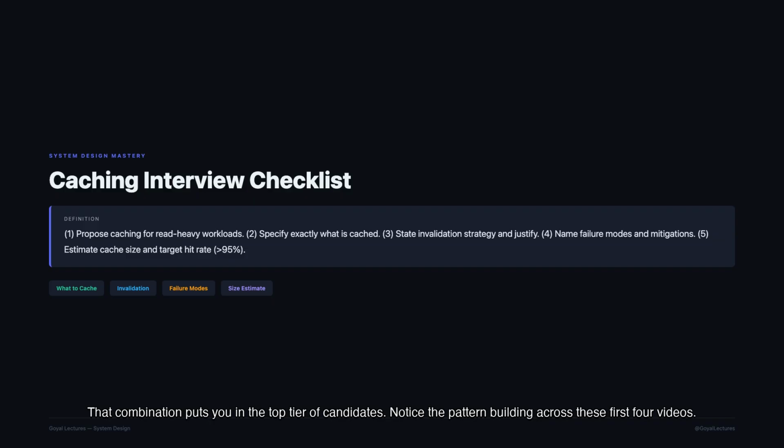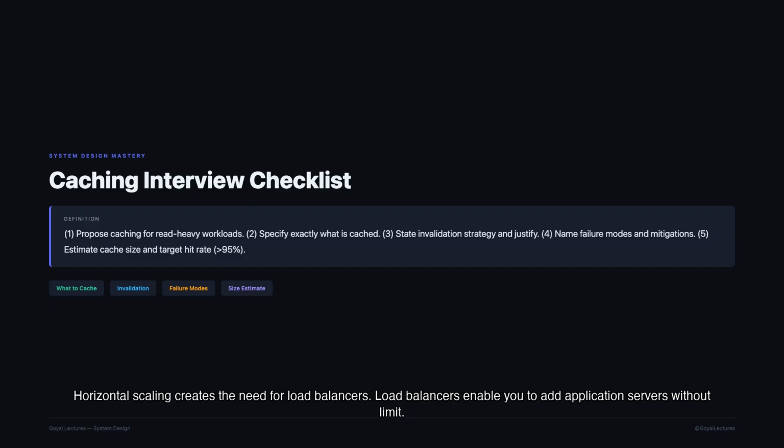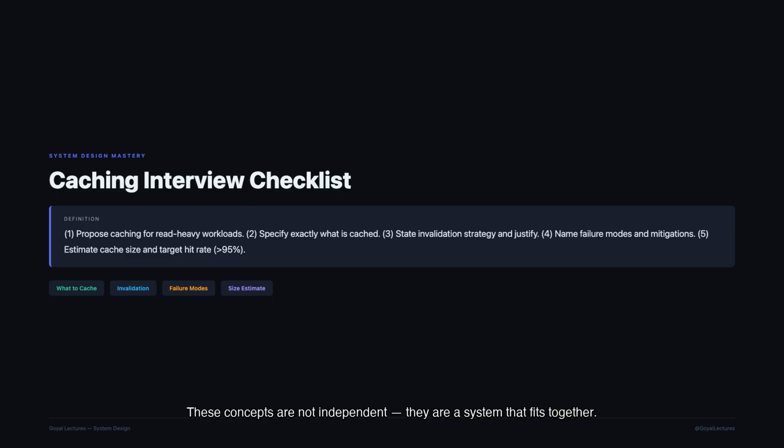Notice the pattern building across these first 4 videos. Horizontal scaling creates the need for load balancers. Load balancers enable you to add application servers without limit, but every additional application server generates additional database read-load. Caching is the answer to that read-load problem. These concepts are not independent. They are a system that fits together.